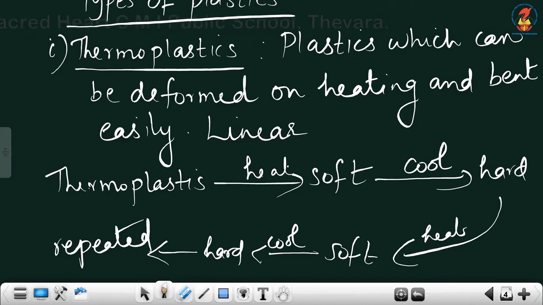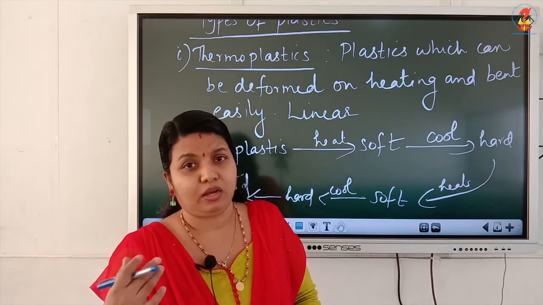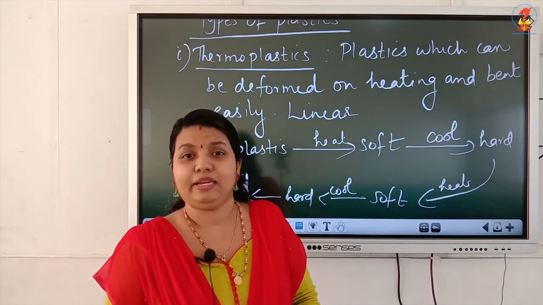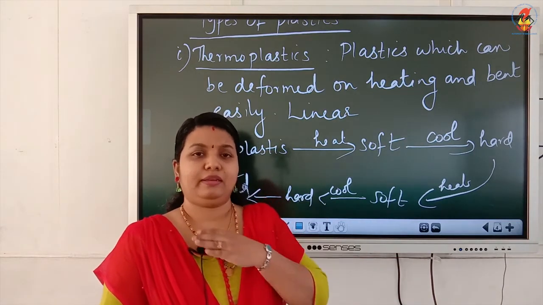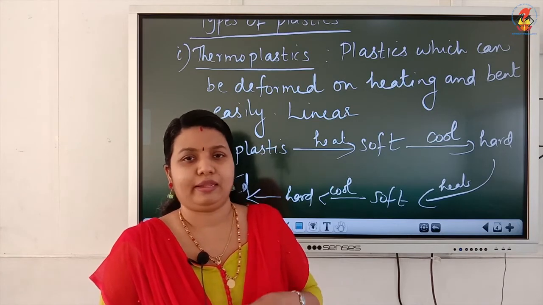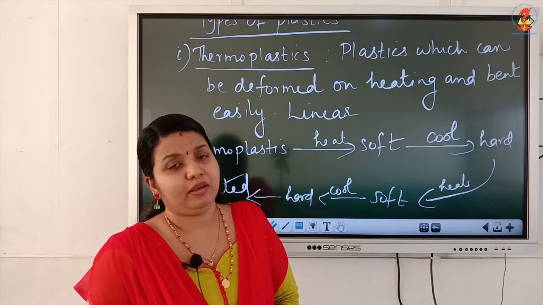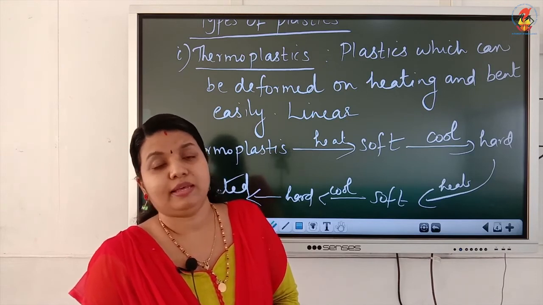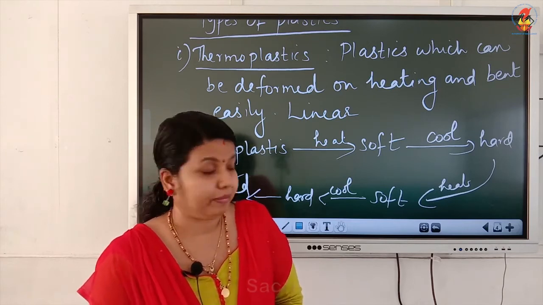Upon heating it becomes soft, when you cool it, it becomes hard. Again you heat it soft, then cool, hard, and this process can be repeated any number of times. Upon heating, deformation takes place. It changes its shape on heating and you can repeat the same process any number of times. Such plastics are known as thermoplastics, and here the monomers are arranged in a linear manner.